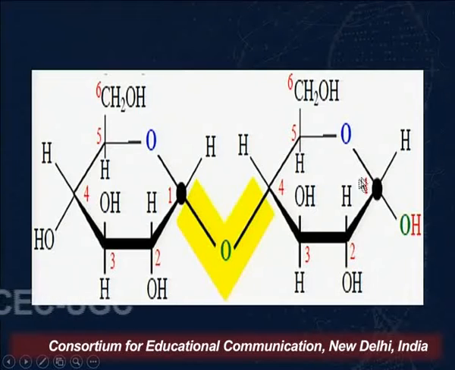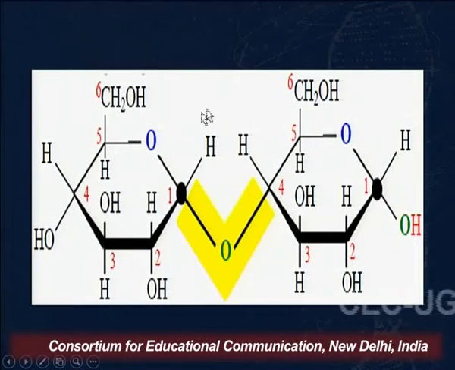And then what we find is that in the second molecule, the OH is facing downwards. That means the configuration here is also alpha. So this molecule is now named alpha maltose. So this is what you have to remember: in this case the glycosidic linkage is alpha, as well as the molecule, this disaccharide is also known as alpha maltose.